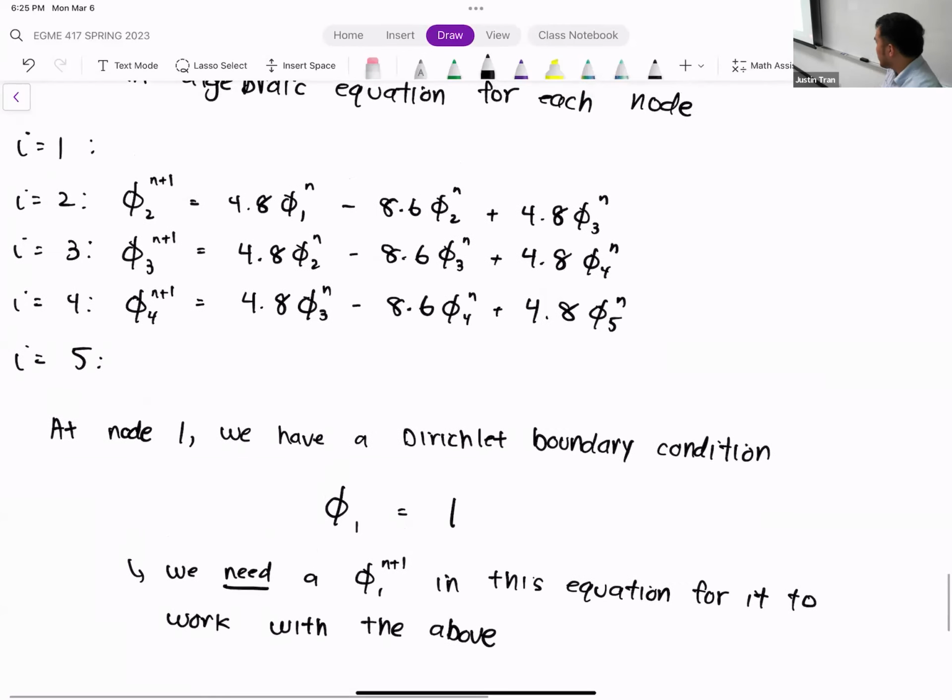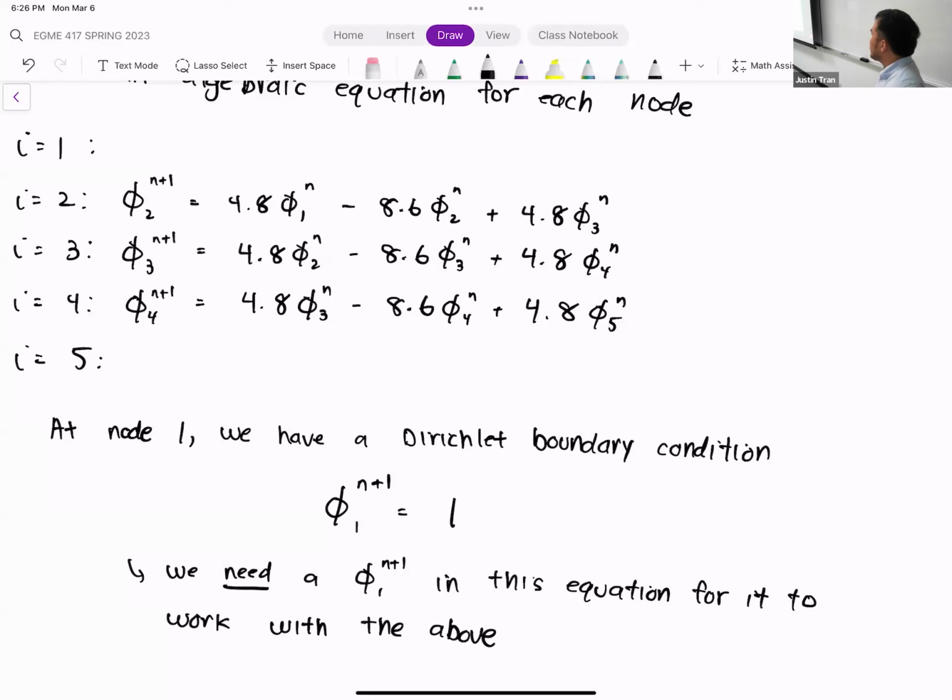Luckily for a Dirichlet boundary condition, this is actually pretty straightforward, right? So we have phi1 is equal to 1, okay? And there's no restrictions on the time here. So all the problem told us is that the phi value at the left-hand side has to equal 1, okay? And so that means that this boundary condition is going to be valid at all times, okay? And so we could say phi1 at n is equal to 1. That would be correct, okay?